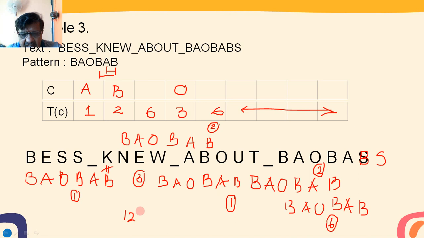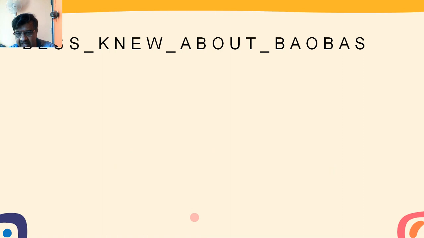So had it been brute force matching, here B A O, the first comparison is a success and the second comparison is a failure, so 2, 3, 4, 5, 6, 7, 8, 9, 10, 11, 12, 13, 14, 15, 16, 17, 18, 19, 20, 21, 22, 23, 24. 24 comparisons had it been the brute force matching algorithm. Okay, we'll take it. This is the thing.